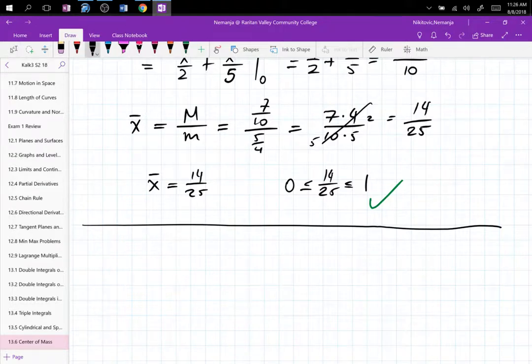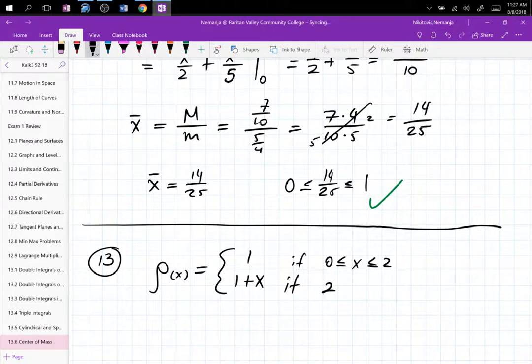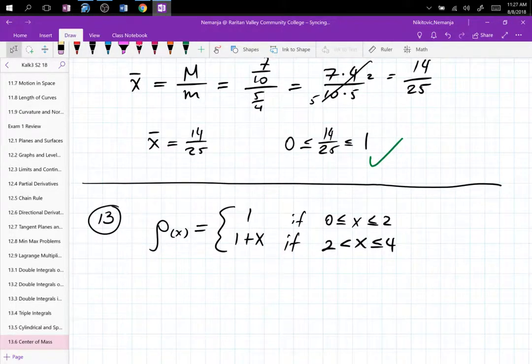Now, let's take a look at the more interesting example. So problem 13, let's say, has the rho of x given as a piecewise function because this object has two different materials that are glued one to another into this long rod. This rod is 0 to 4, but the first part is between 0 and 2, and the second part is between 2 and 4. So the actual length of the whole thing is 4.